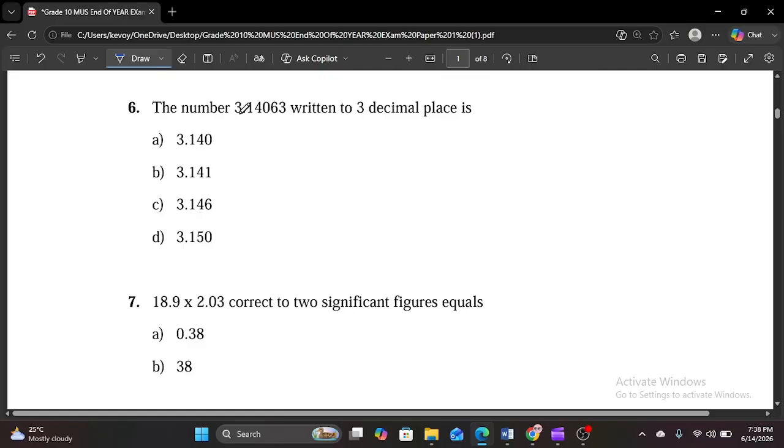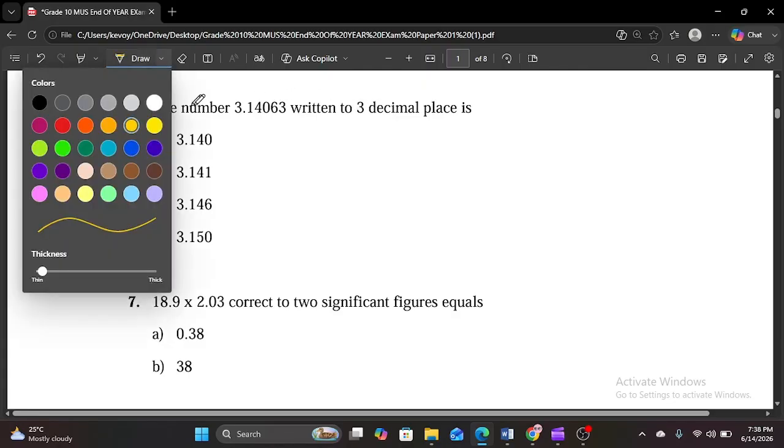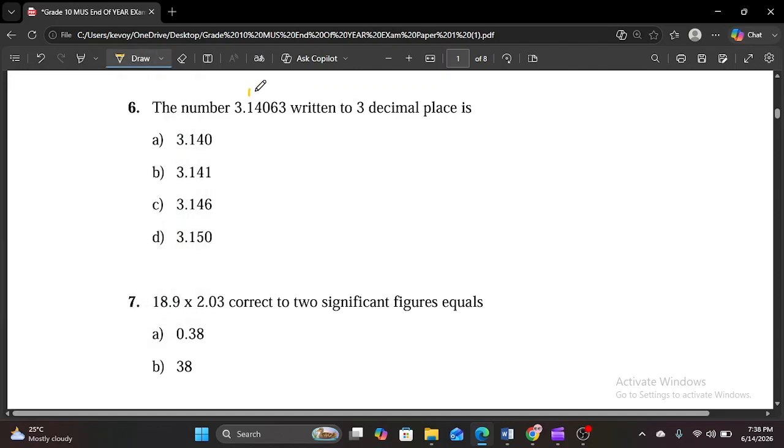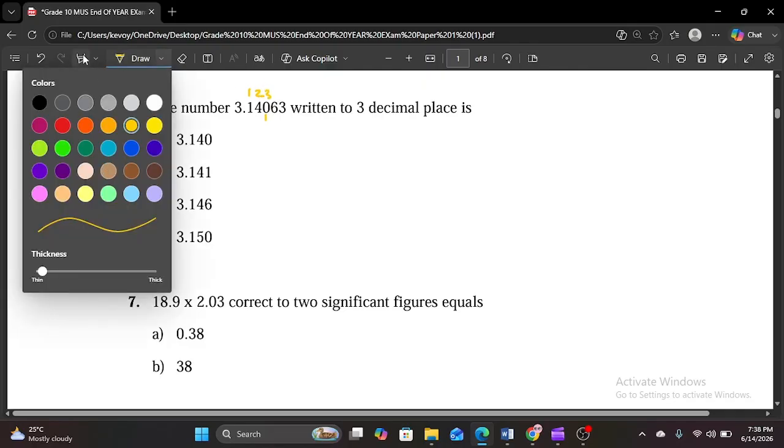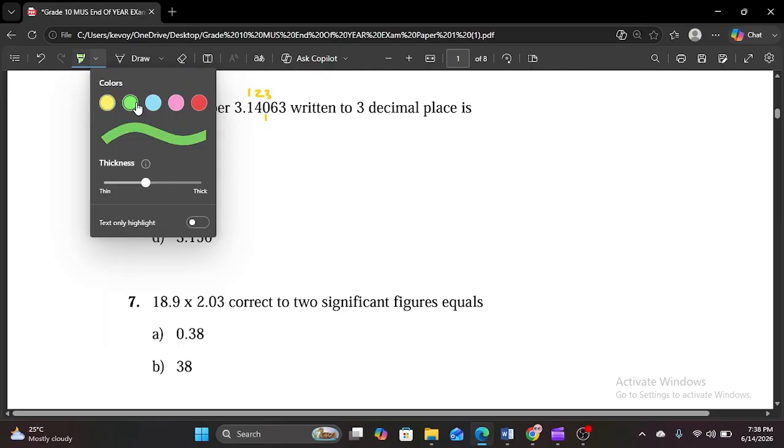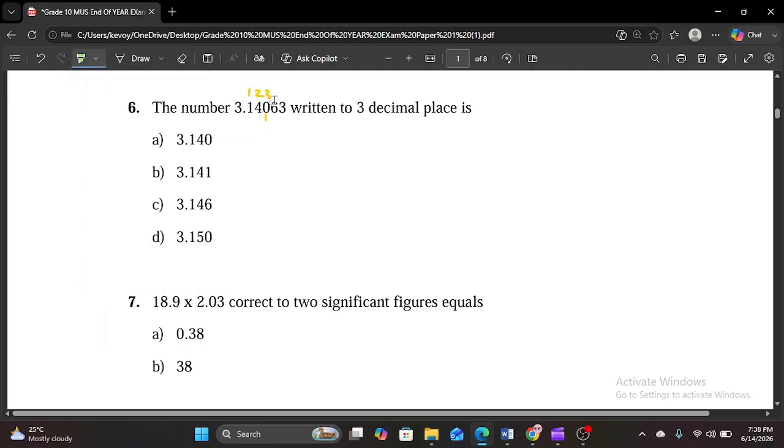The number 3.14063 written to 3 decimal places is... so this is going to be 1 decimal place, 2 decimal places, 3 decimal places. So that means that the 0 is in the 3rd decimal place. All right, so because 0 is in the 3rd decimal place, you're going to look at the number, or digit, beside the 0, which is in this case 6.